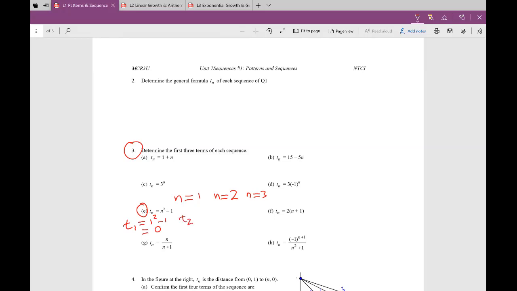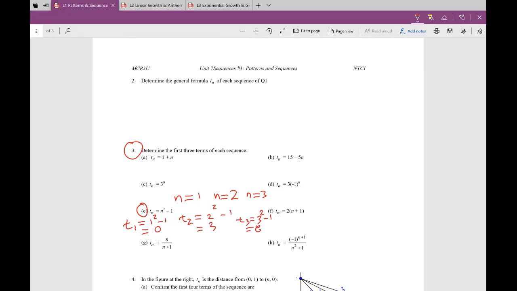The second term, notice what I'm doing, t subscript 2. We're going to now change the 1 to a 2, and we're going to square it, because that's what the rule says, minus 1. 2 squared, of course, is 4. 4 minus 1 is 3. And finally, for the third term, we're going to square that, minus 1. 3 squared is 9. 9 minus 1 is 8.